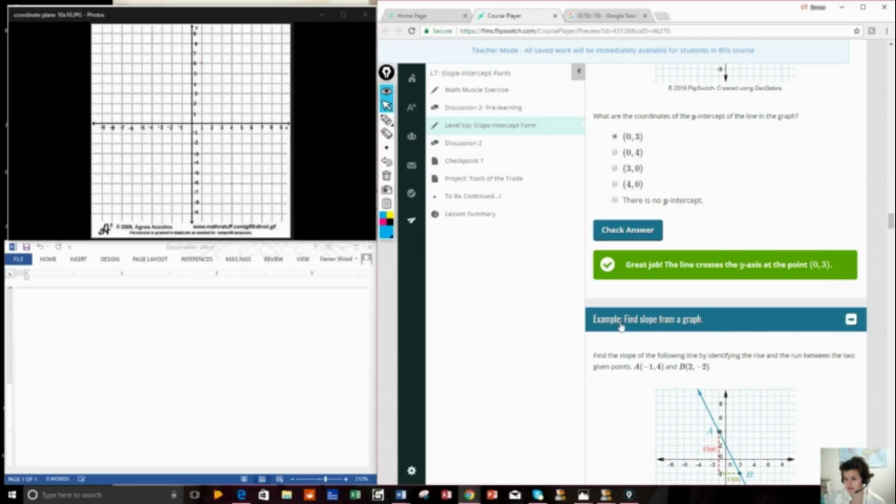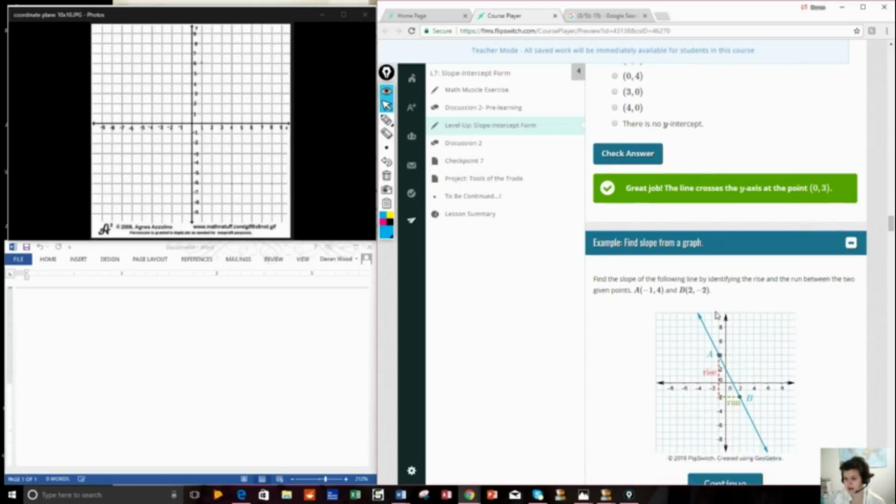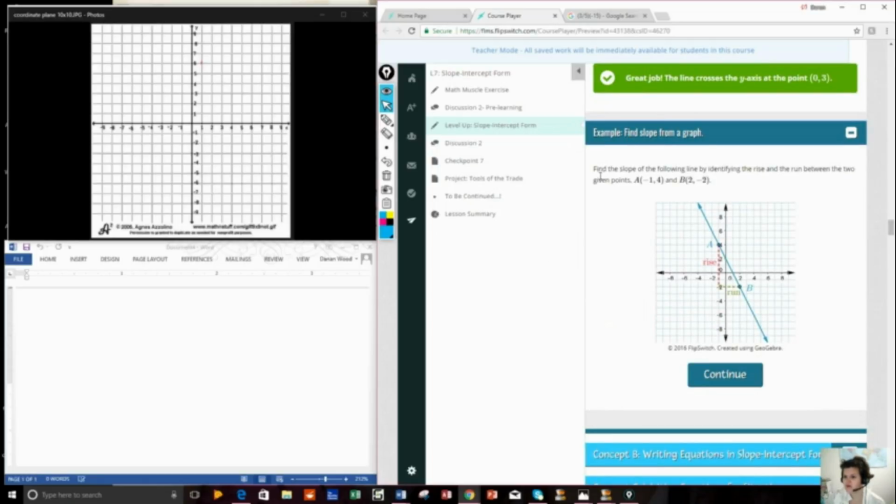Okay, second example, find the slope from a graph. Find the slope of the following line by identifying the rise and run between the two given points, A, -1, 4, and B, 2, -1. Okay, well they made our job easier. They have done half the work because they've already identified the points for us. So now, since it's on a graph, it's just a counting game.